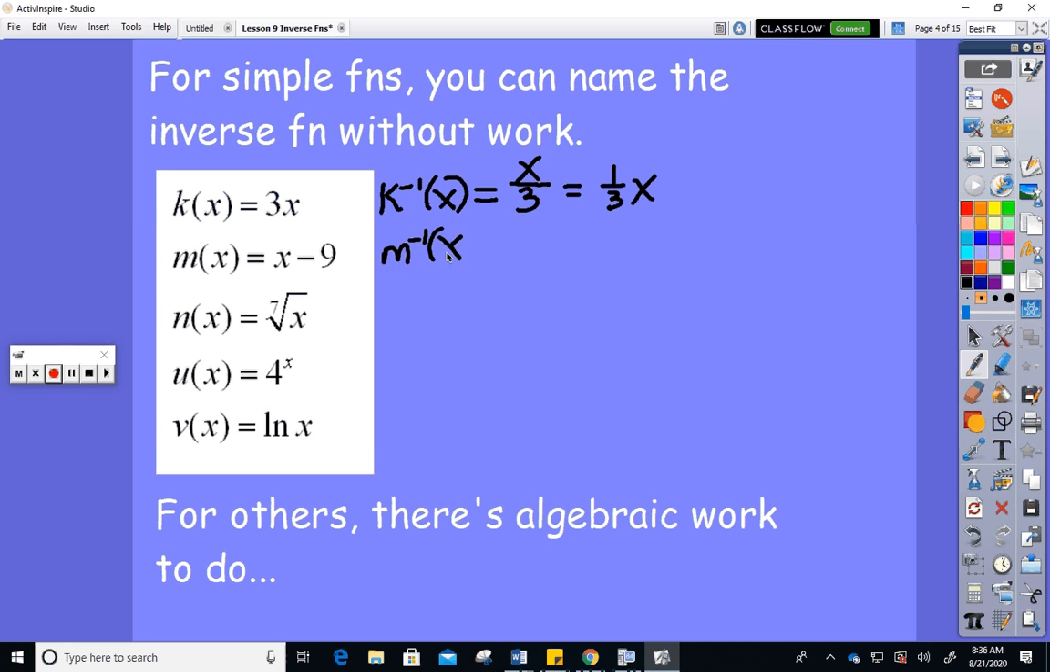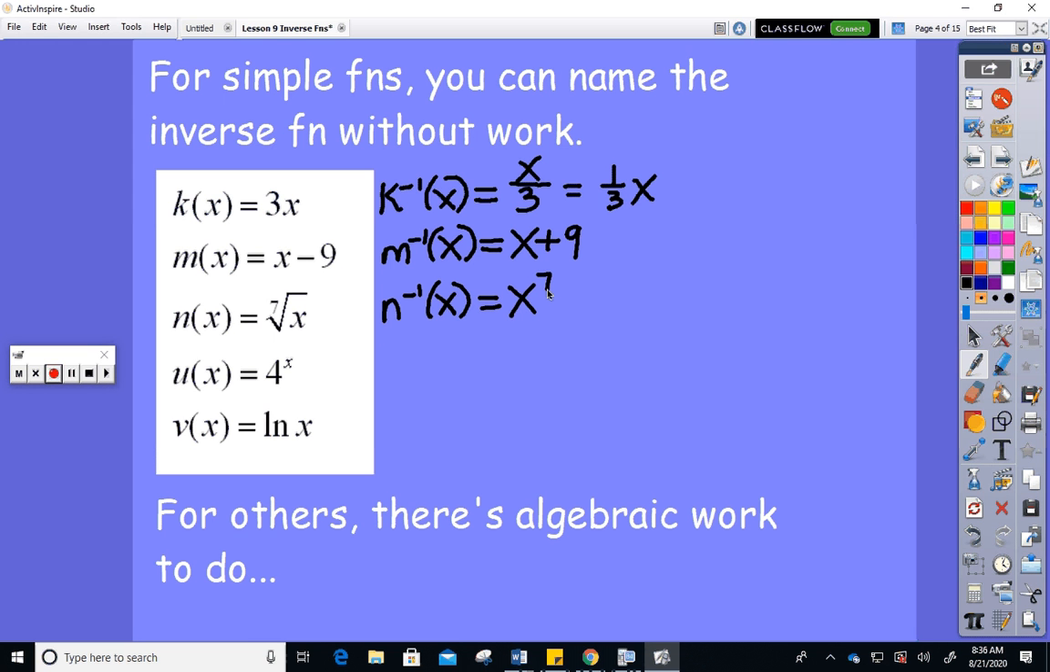Likewise, if m of x takes the input value and subtracts 9 from it, then the opposite idea would be to take the inverse, the input value, and add the 9 to it. So it would simply be x plus 9. It's a one-step operation. Now, n of x takes the 7th root of your input value. Well, the opposite of taking the 7th root of an input value is to take the input value to the 7th power.